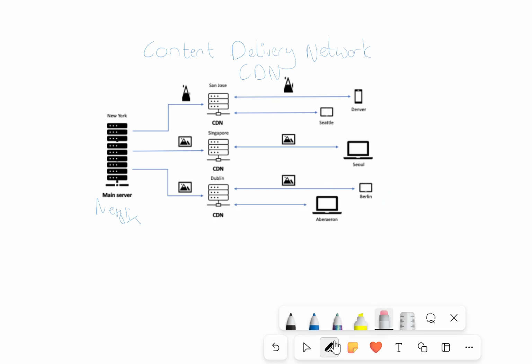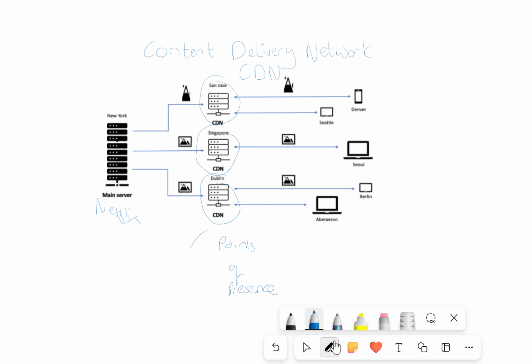To solve this issue, we've created, well, I didn't personally create, but Netflix are using CDNs, Content Delivery Networks. And what that basically means is that they have servers located in different parts of the world, like Dublin, Singapore, San Jose. These are called points of presence.